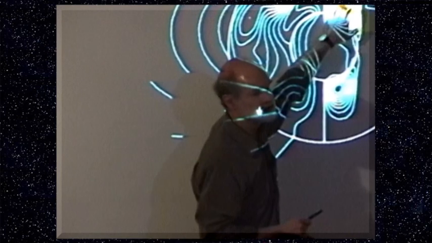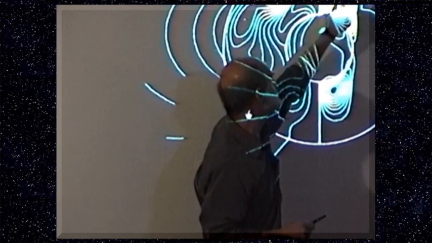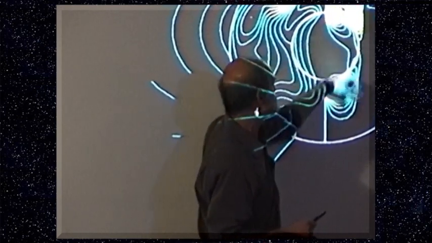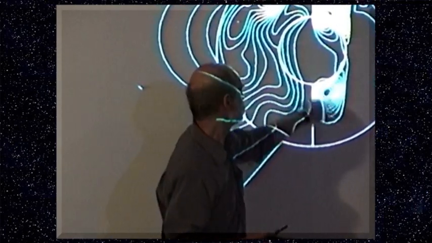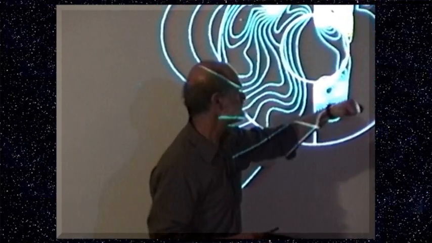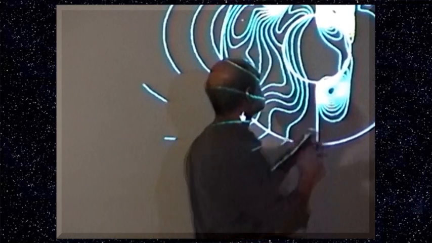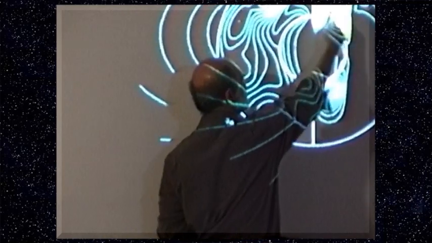This side shows you the toroidal part of the magnetic field. This means it's eastward directed. This means it's westward directed. These are contours, these are not field lines. So it says there's a strong toroidal field going around this way and a strong toroidal field going around the opposite way in the northern hemisphere.